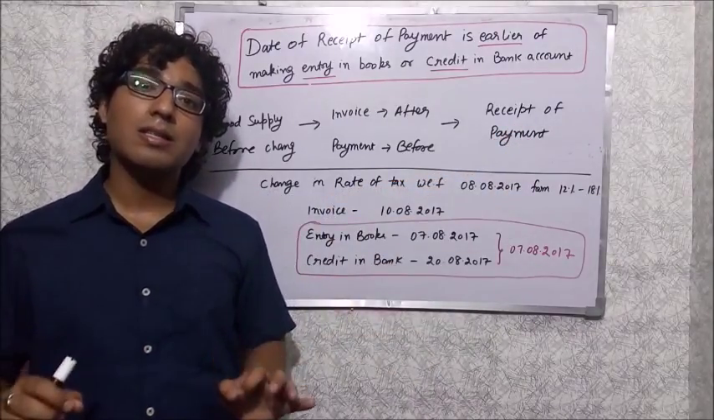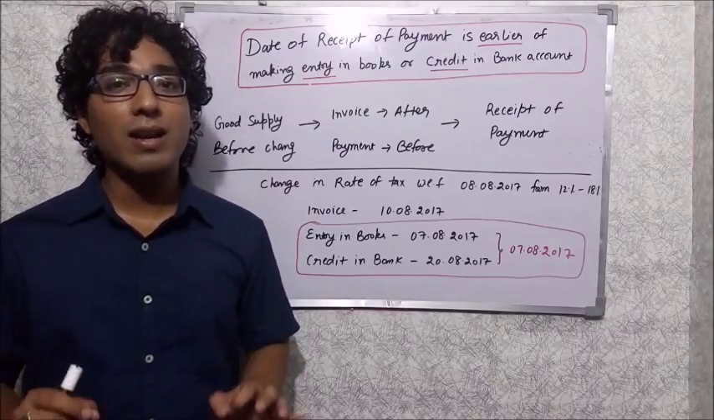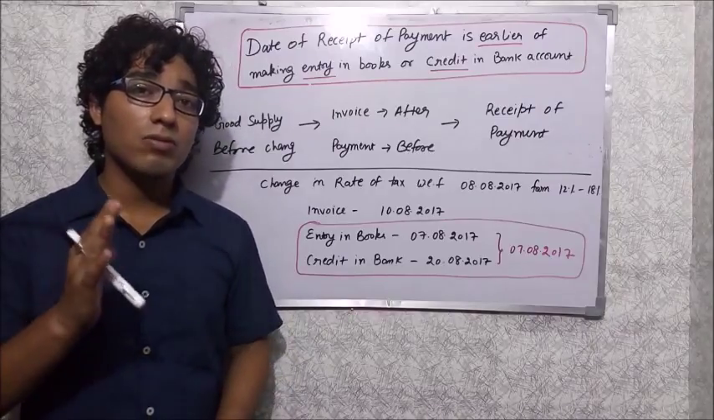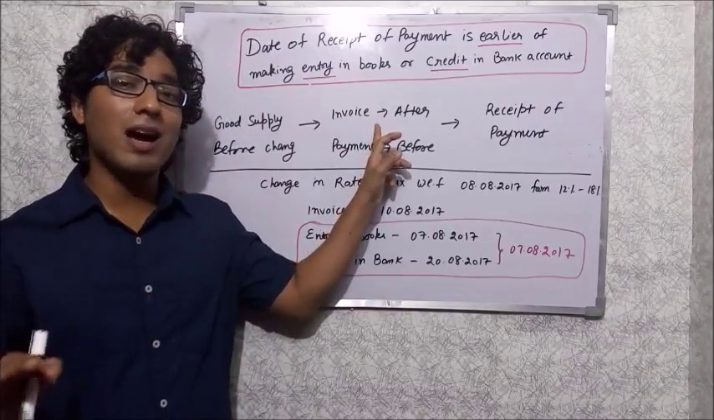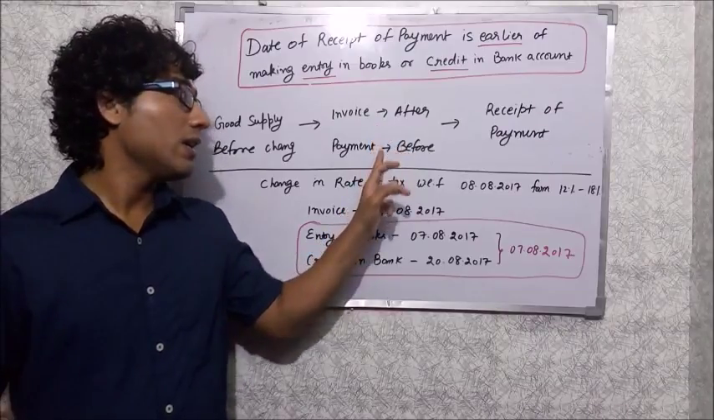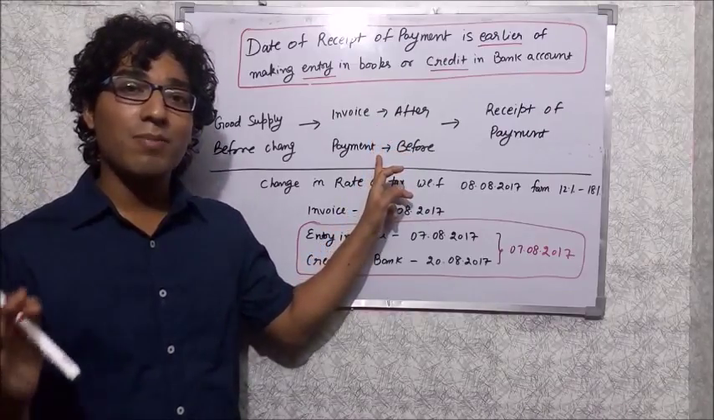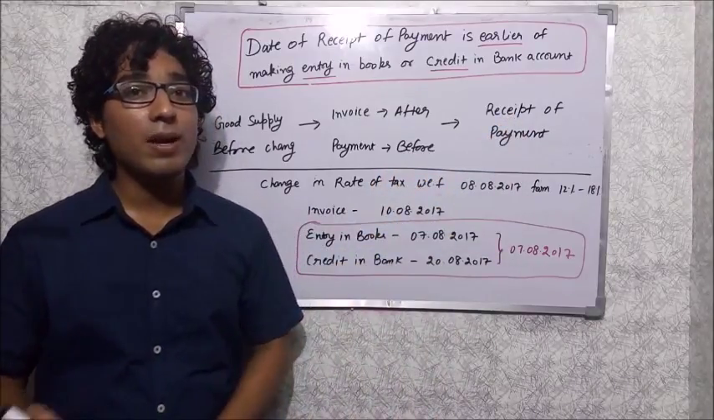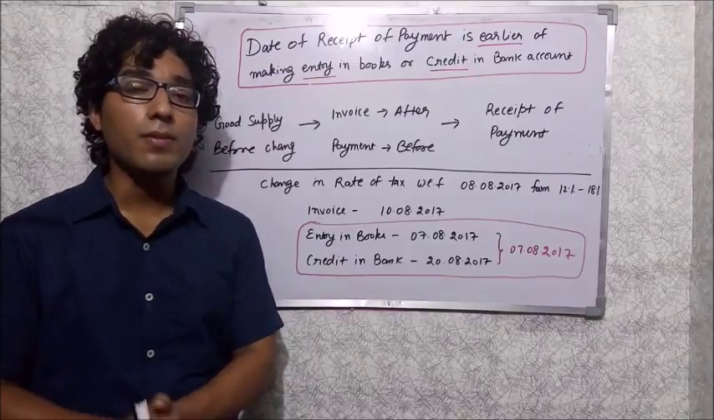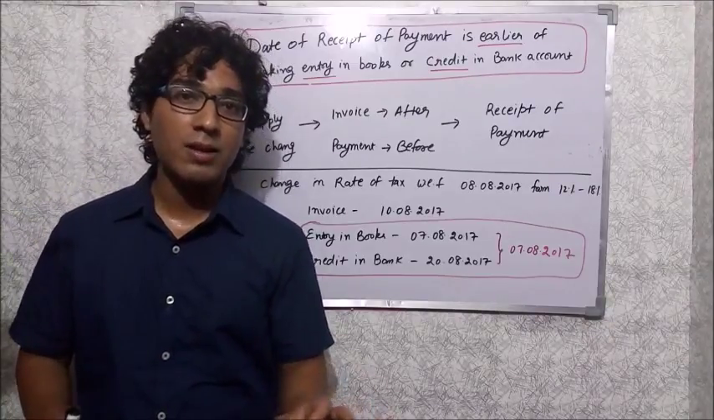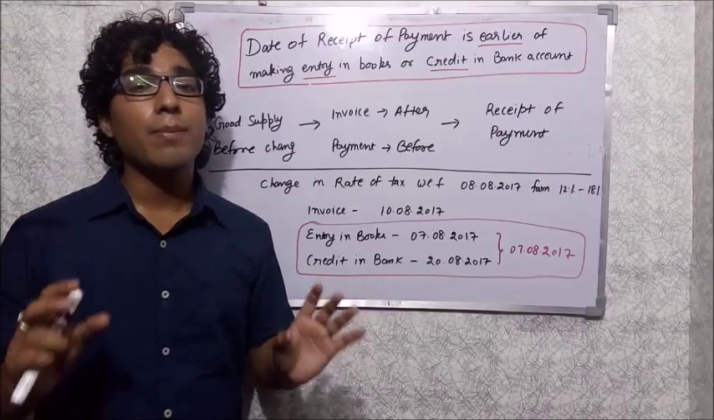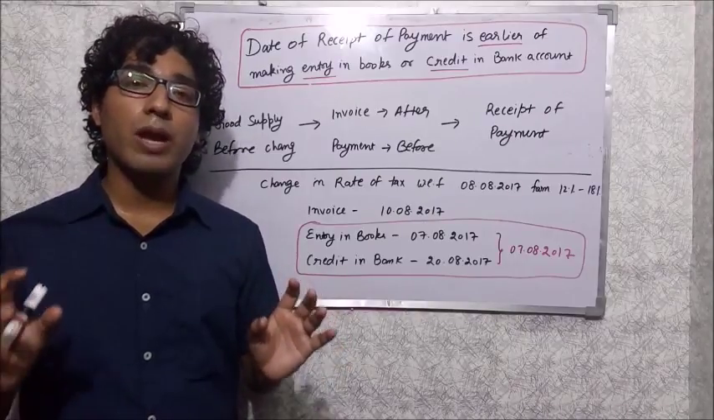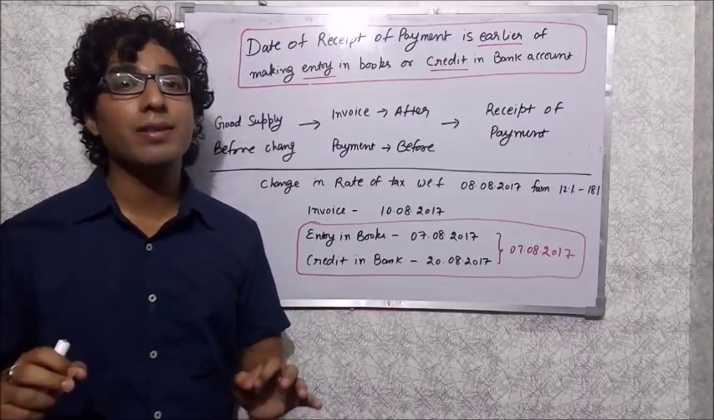So we know this is a law. We know that if the supplier supplies the goods or services before the change in effective rate of tax, and he issues the invoice after the change in effective rate of tax, but he receives the payment in respect of those supplies before the change in effective rate of tax, then the time of supply of goods or services will be the date of receipt of payment, which will be before the change in effective rate of tax. We know this is a law, and I'm going to show you how he can manipulate the book entry in his favor so that he ends up paying less tax.